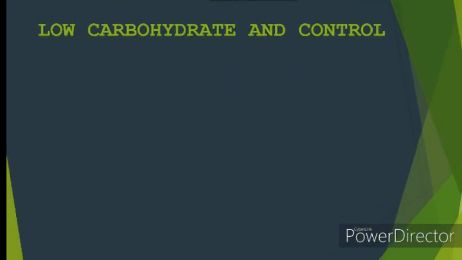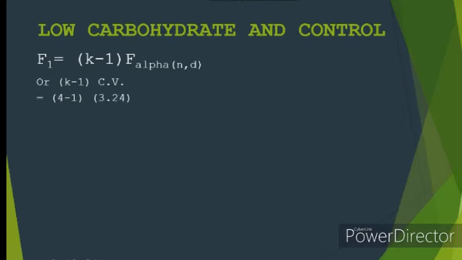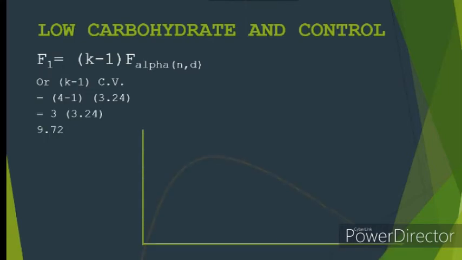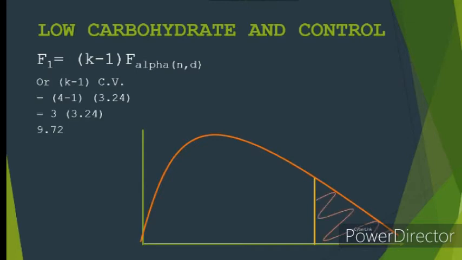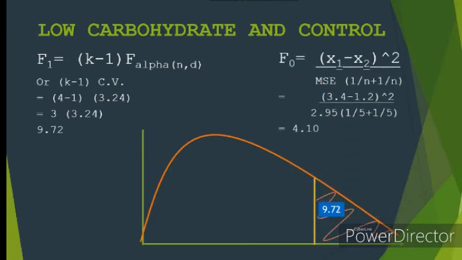Our next pair is low carbohydrate and control group. Our F critical value is equal to 9.72, and our F value using the Scheffé test is equal to 4.10, and since 4.10 does not fall in our critical region, therefore low carbohydrate and control group is not significant in our problem.